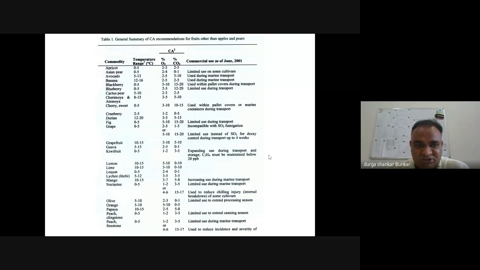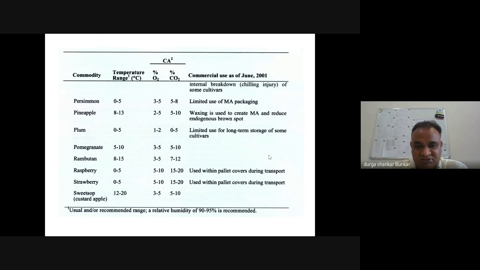And these are some parameters for the different commodities, the listing for the individual fruit, the temperature range, and what the concentrations are. There are results reported by some scientists, and the listing of the same.